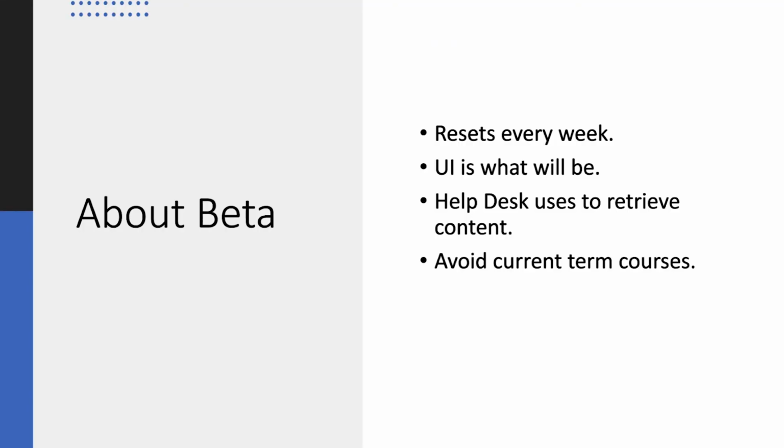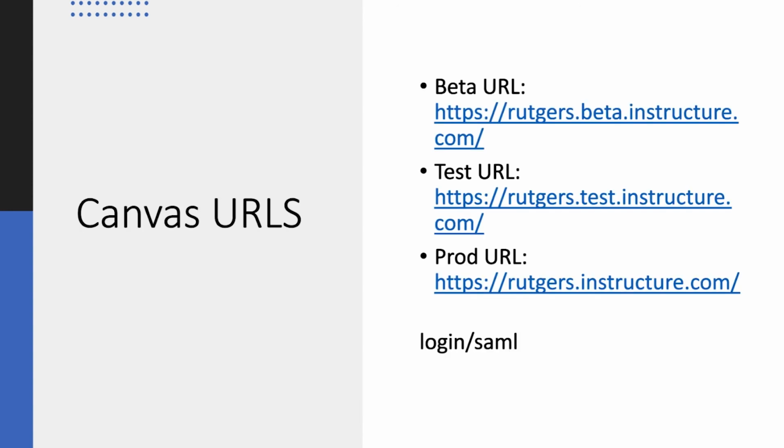So beta is great. It resets every week. The user interface will be slightly different than production data because that's how Instructure is checking beta, to make sure their future changes work. Please remember that our help desk retrieves content if somebody has, oh my God, I messed up my grade book. Help, we go into beta. So avoid touching current term courses. Look up the Canvas URLs for our various instances. You'll need to edit them to add login/SAML if you need to log in to check your API calls.